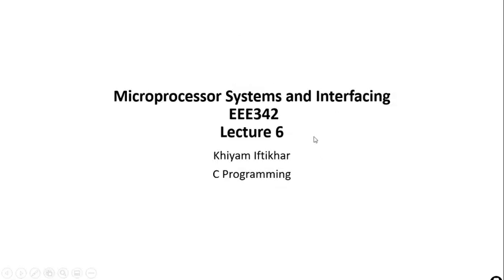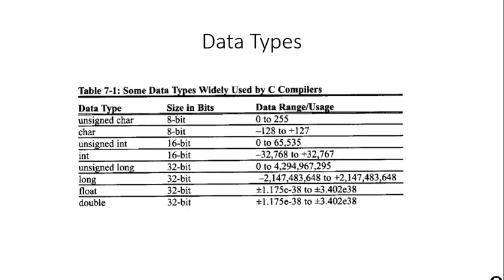Hello students, in this lecture we will see how we can use C to program the ATmega microcontroller. As you can expect, writing code in C is much easier than writing in assembly. A code that may take more than 10 lines in assembly may be accomplished with just 2 to 3 lines in C language.